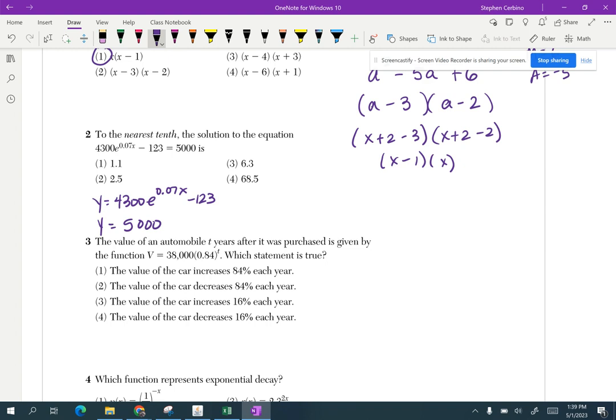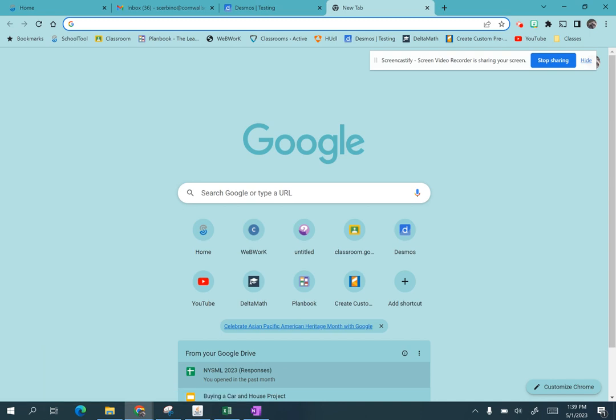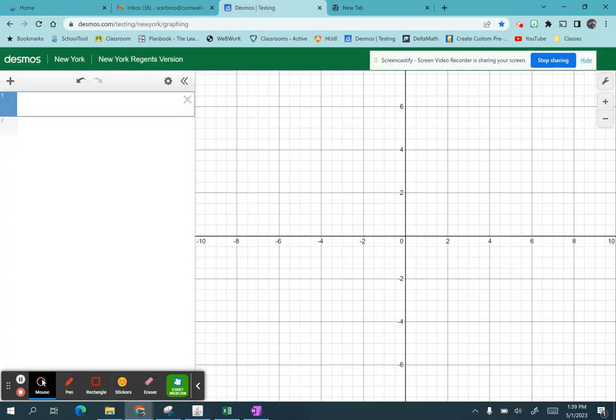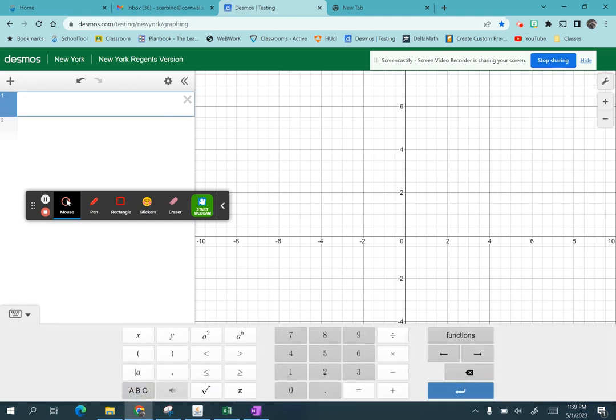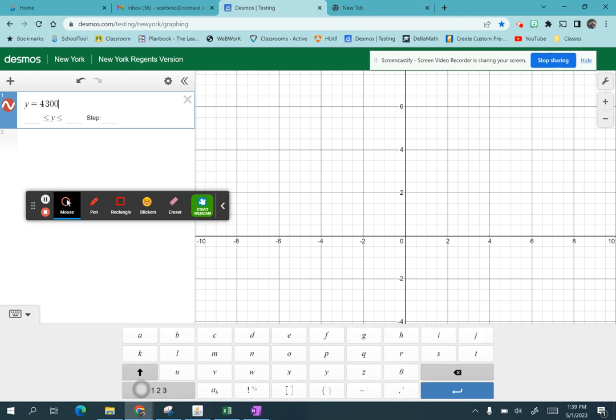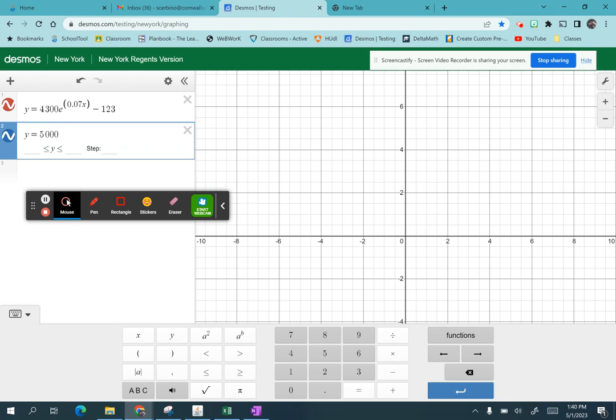And we are just going to graph both of them on Desmos. So if we make a little Desmos tab here, and we graph these, let's see. I got to get rid of this stuff. Okay, so I'm going to graph y equals 4,300 e to the exponent of 0.07x, and then get out of my exponent to put minus 123. And then I'm going to graph y equals 5,000. And I'm just interested to see where they intersect.